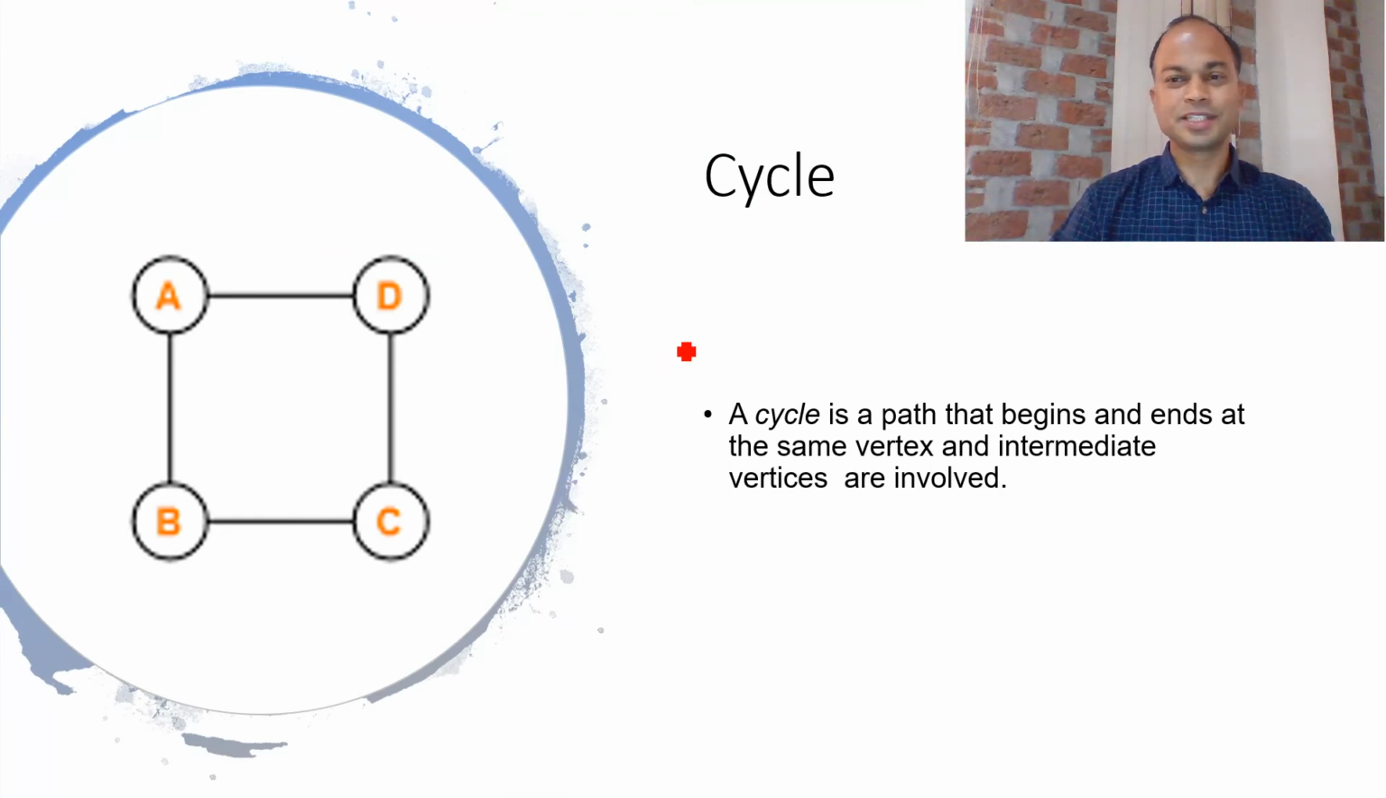The next important concept is called a cycle. A cycle is a path that begins and ends at the same vertex and intermediate vertices are involved. For example, here we are starting our journey from vertex A. Say this is the direction A to D, then D to C, then C to B, further B to A. So we have started our journey from vertex A and we have reached vertex A. Therefore, this concept is called a cycle. Moreover, intermediate vertices are involved, just like vertex D, vertex C and vertex B. Therefore, this concept is called a cycle.